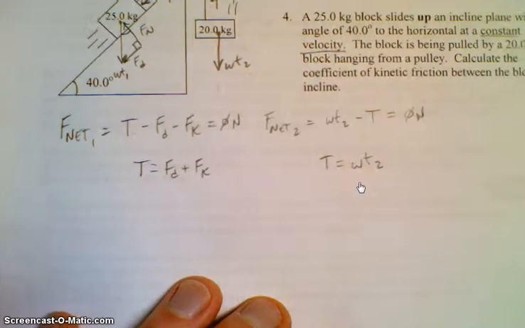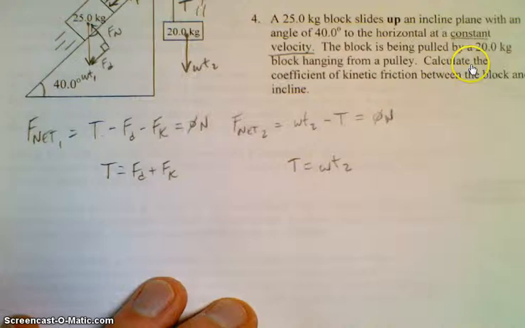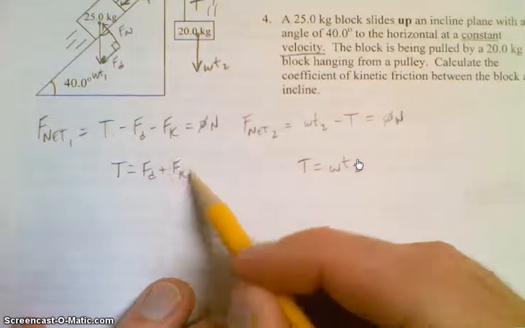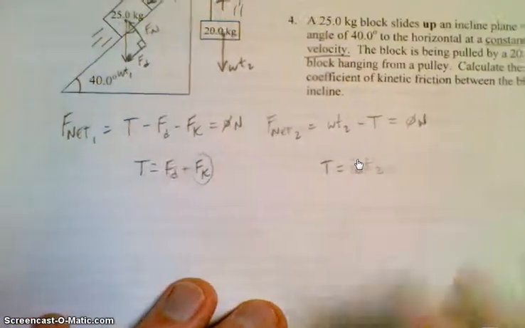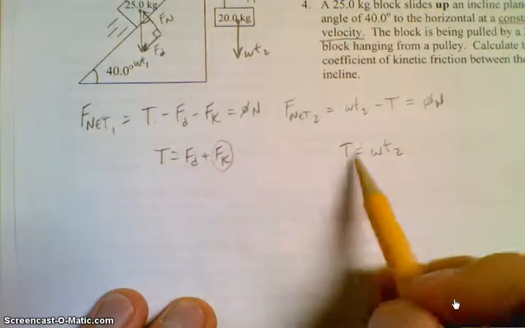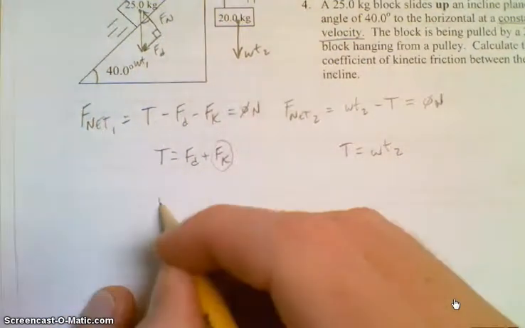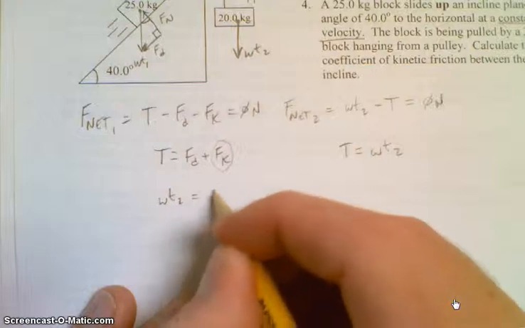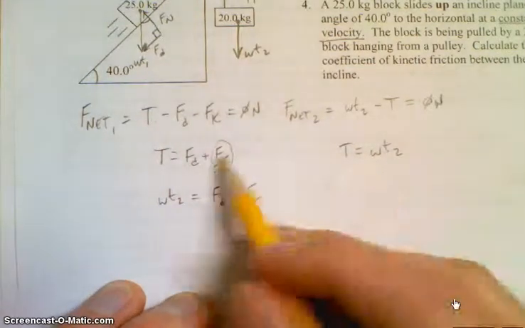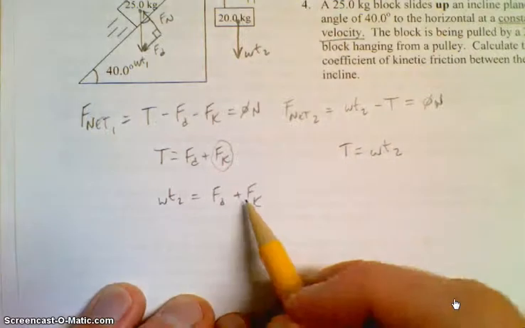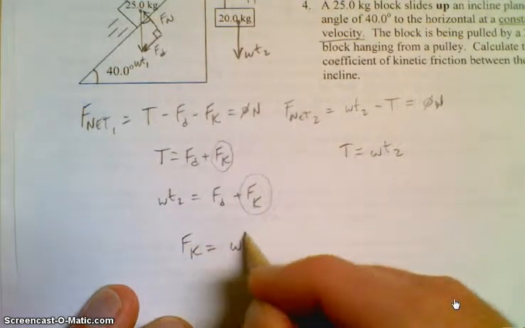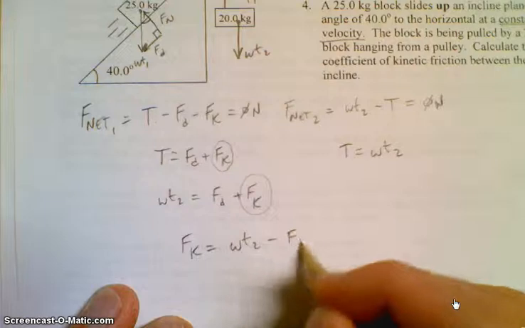That's it. We are trying to solve for the coefficient of kinetic friction, which would then be in this term right here. So I'm going to do a little bit of algebra to solve for Fk. Since these tensions are equal, I'm going to set these equal to each other. So weight 2 equals Fd plus Fk. Again, just setting these two equal to each other. And now I'm going to solve for Fk. So Fk is equal to weight 2 minus Fd.